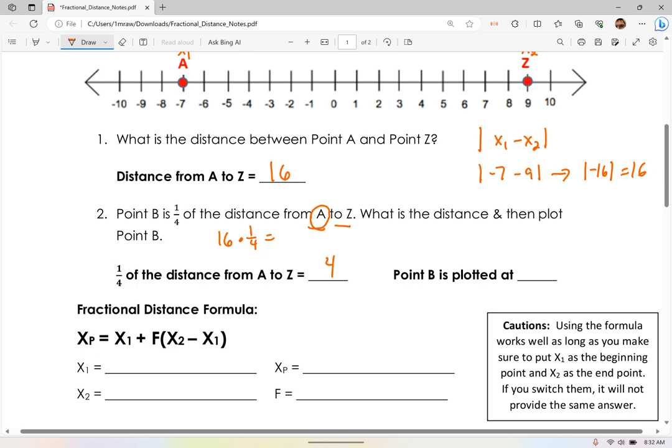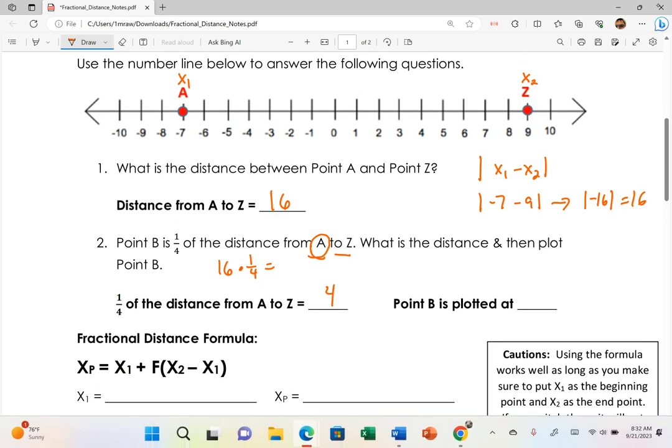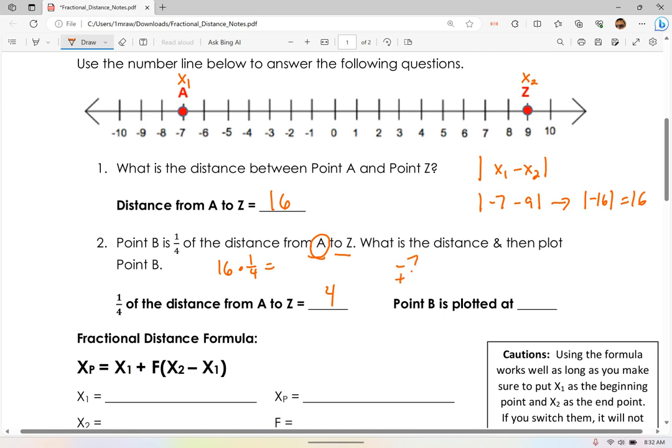So we go 4 units from A, right? So our starting point was -7. We add 4 to that, and we're going to get -3. So point B should be plotted at -3 right here. And that is the 1/4 distance from A to Z. Okay? That's very important. We understand from A to B, or A to Z. Sorry, my apologies. A to Z. Okay, so be careful with that.